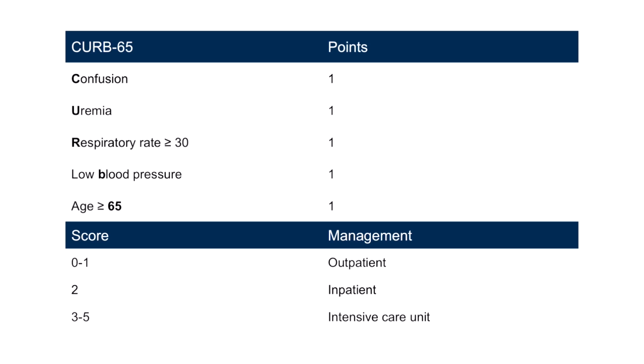Let's have a look at the CURB-65 scoring as an example. Each of the 5 parameters that we discussed earlier is given a single point and the total score for each patient is calculated. The higher the score, the greater the severity of pneumonia. So patients with a score of 0 to 1 are generally treated on an outpatient basis with oral antibiotics. A score of 2 indicates inpatient admission. A score of 3 to 5 warrants admission in intensive care unit.